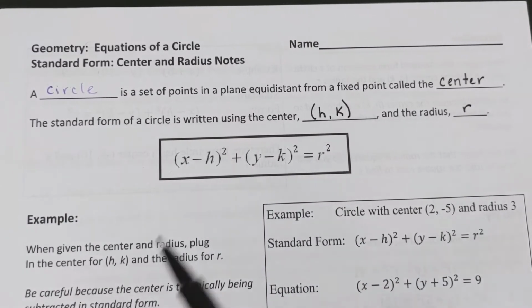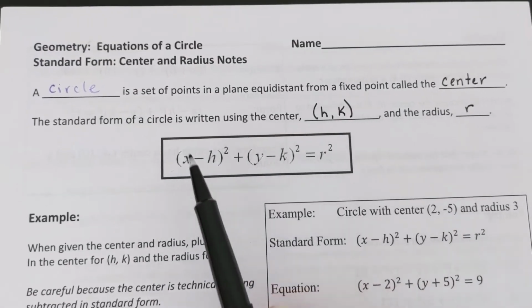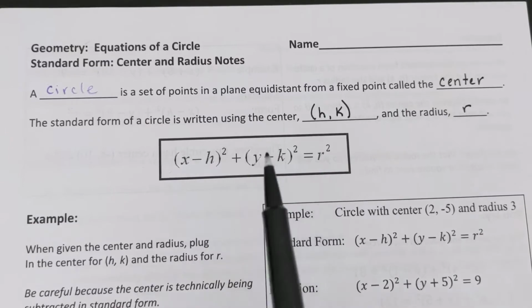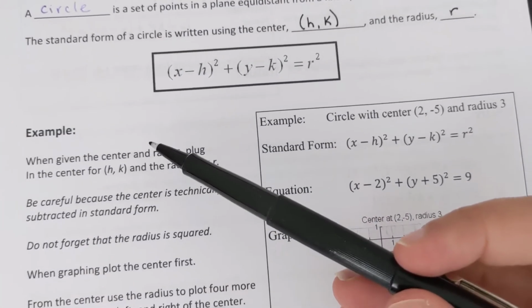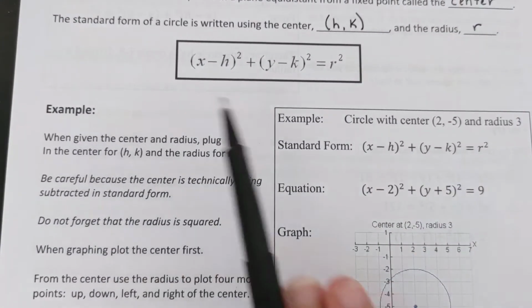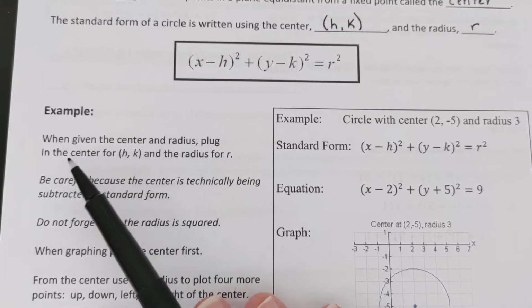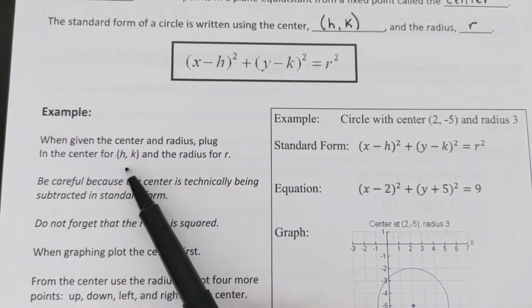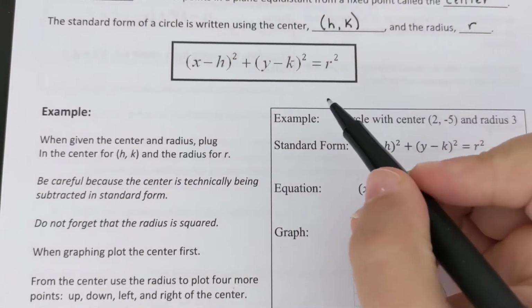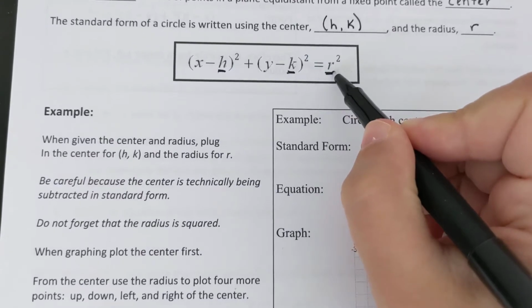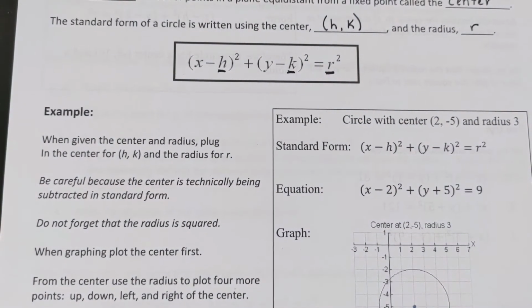One thing we'll have to notice, and I'll bring it up over here again, is in this equation, notice that these are subtraction signs. Okay, that's important. So when we're looking here, we're going to look at this example. So some things to remember. When given the center and radius, we're going to plug in for h, k, and r. So in our equation, h, k, and r will be replaced with numbers.